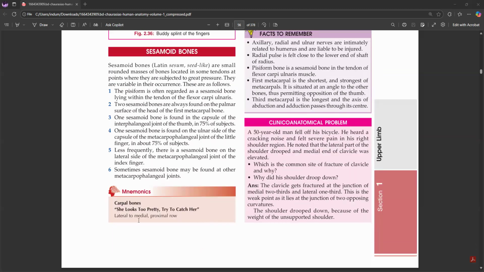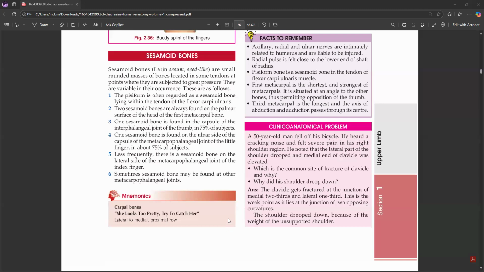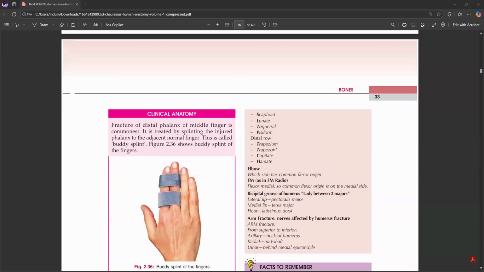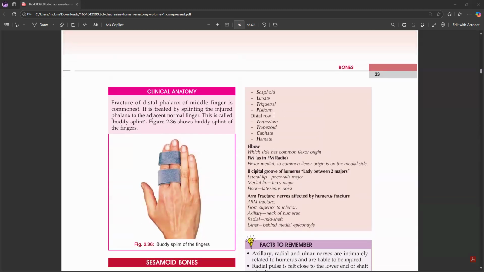Mnemonics. Carpal bones. She looks too pretty. Try to catch her. Lateral to medial. Proximal row. Scaphoid. Lunate. Triquetral. Pisiform. Distal row. Trapezium. Trapezoid. Capitate. Hamate. Elbow. Which side has common flexor origin? FM. Flexor medial. So common flexor origin is on the medial side.